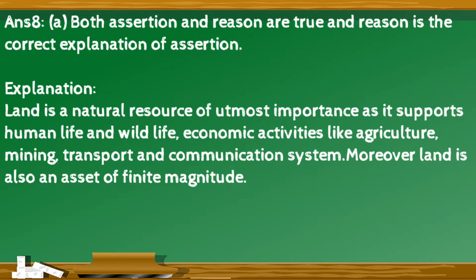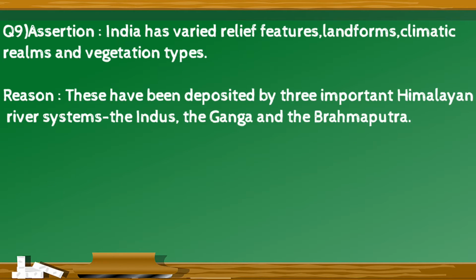The right option is A. Both assertion and reason are true, and reason is a correct explanation of assertion. Explanation for this is land is a natural resource of utmost importance as it supports human life and wildlife, economic activities like agriculture, mining, transport, and communication system. Moreover, land is also an asset of finite magnitude.